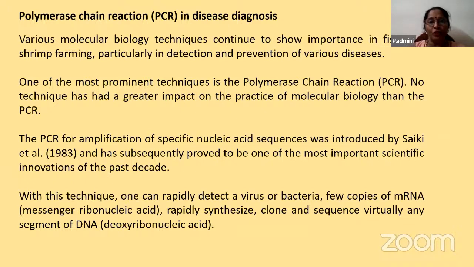So when you're talking about this aquaculture, you have to give a lot of importance to its health also, because if you grow them in overcrowded conditions, they might have some diseases. So you have to detect and prevent those various diseases, so that you can have a proper culture of the freshwater fishes. So one of the most important techniques we'll be talking about is PCR after the ELISA technique, and this has a greater impact on the practice of molecular biology, wherein you're going to use this PCR.